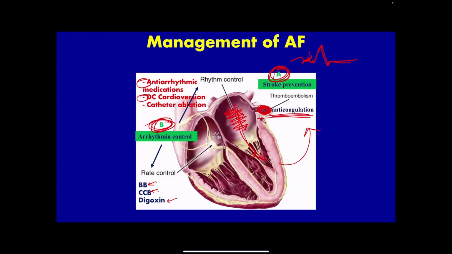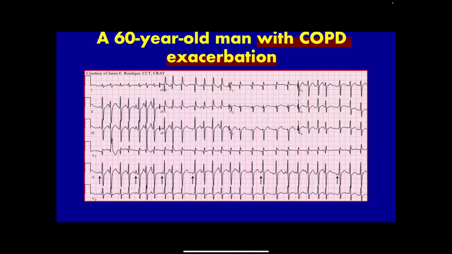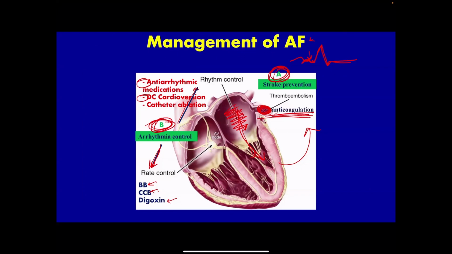So again, how do you manage atrial fibrillation? Two parts, arrhythmia control and stroke prevention. Stroke prevention, you give anticoagulants. Arrhythmia control, you can either give rate control, any things that slow down the heart, or you give rhythm control, which is antiarrhythmics, or cardioversion, which is where you give small shocks to the heart in an ordered, specific manner to restore the normal rhythm of the heart. Okay. Any questions on atrial fibrillation? Because it's very important.